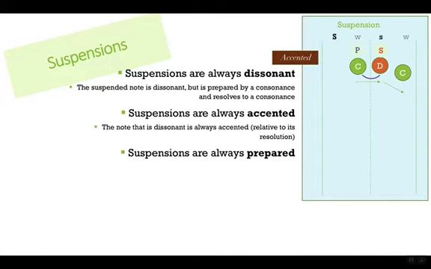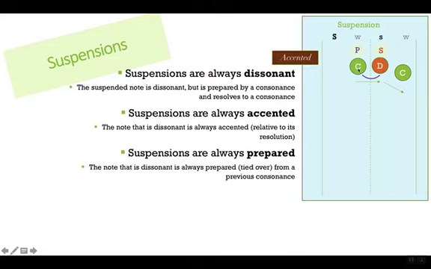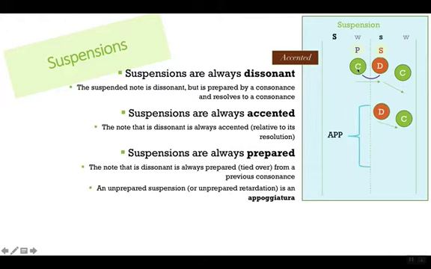The suspension is always prepared, so now we have our little P for preparation. Let's focus on P for preparation. The preparation is always going to be consonant. Note that the dissonant note is always prepared, tied over. It doesn't really have to be tied, but we're just pretty much always going to tie them so we can practice paying attention to suspensions. So it's always going to be prepared, tied over from a previous consonance. This thing has to be consonant. And we'll get to the resolution in a second.